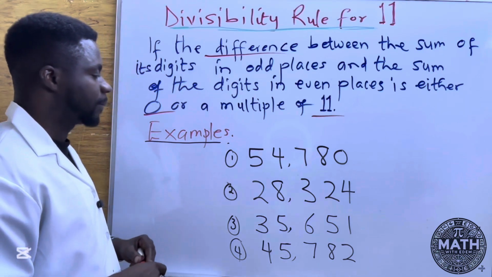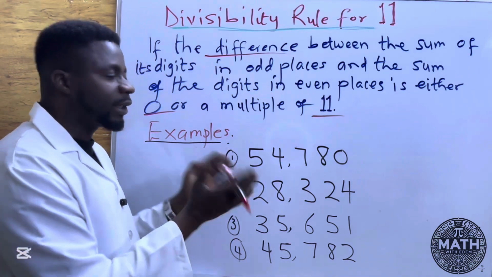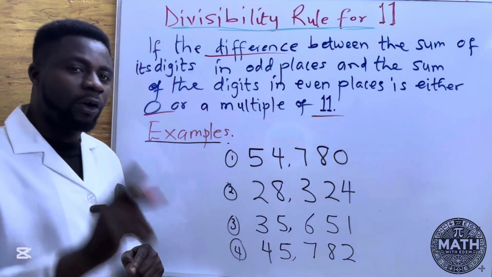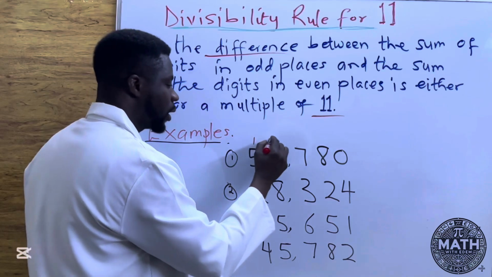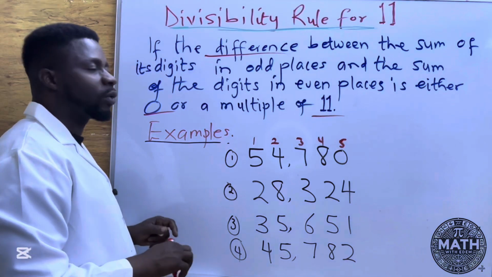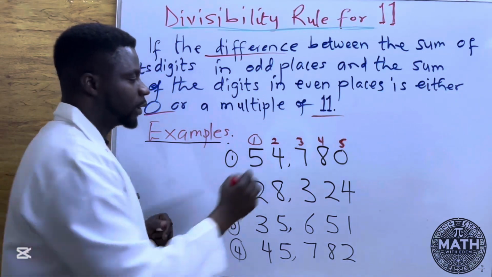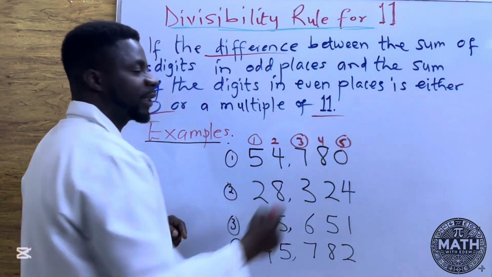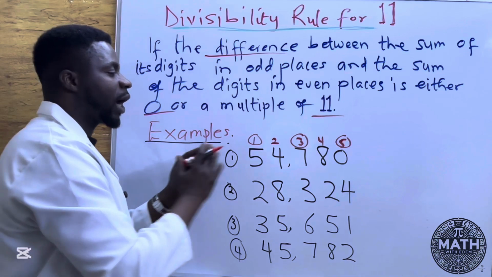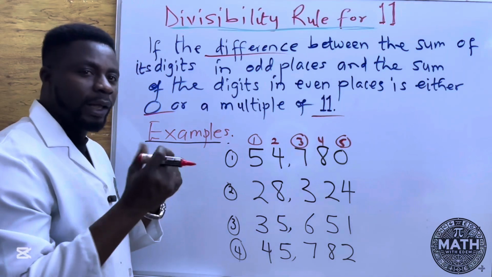So let's take the first one. We have 54,780. We want to easily find out if this number is divisible by 11 or not. So the first thing we are going to do is write here 1, 2, 3, 4, and 5. Now let's look at the digits in odd places. So we have 1, 3, and 5. These are the digits in odd places. So we are going to add all the digits in the odd places, and then after that we add the digits in the even places, and then we subtract.